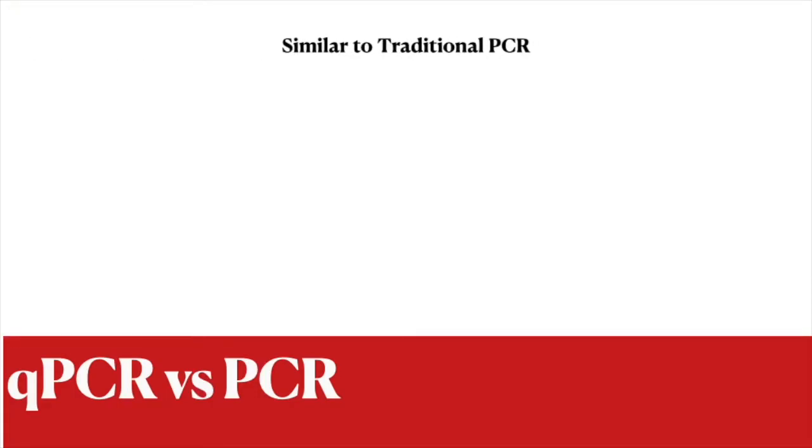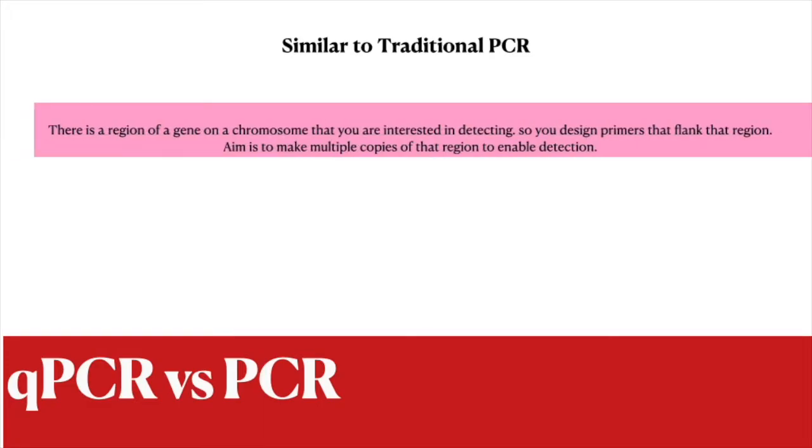Quantitative PCR, real-time PCR, or qPCR as it is known. It's similar to traditional PCR in that you require primers for the target region you wish to amplify. As with traditional PCR, you are aiming to make multiple copies of the region of interest via the designed primers.